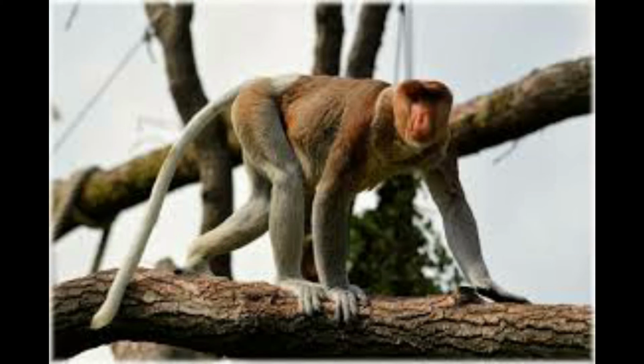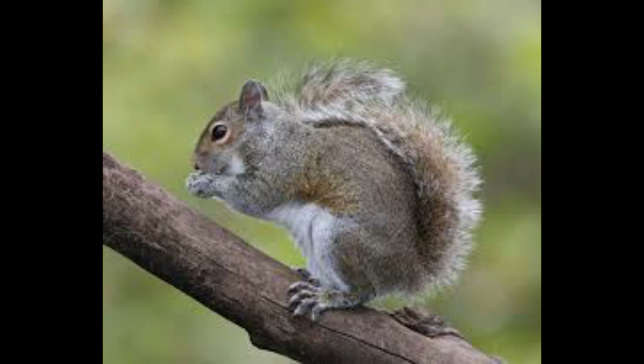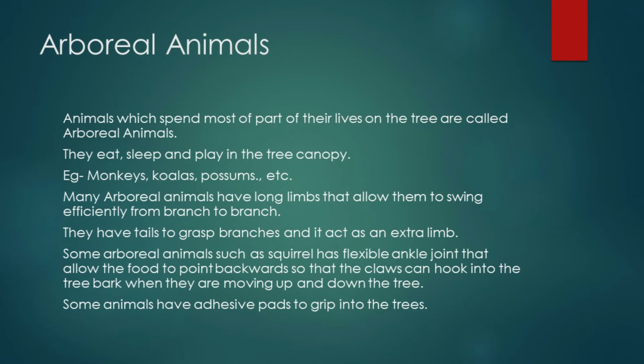Now some arboreal animals such as squirrels have flexible ankle joints that allow the foot to point backward so that the claws can hook into the tree bark when they are moving up and down. You must have seen squirrels moving very fast on the trees, coming down and going up. So how can they do this? When they are moving, their ankle joint is very flexible. They can move in any direction and they are holding the bark of the tree very tightly, and then they are able to move fast up and down.